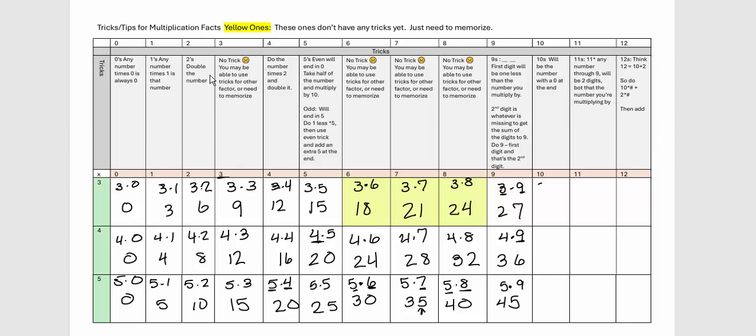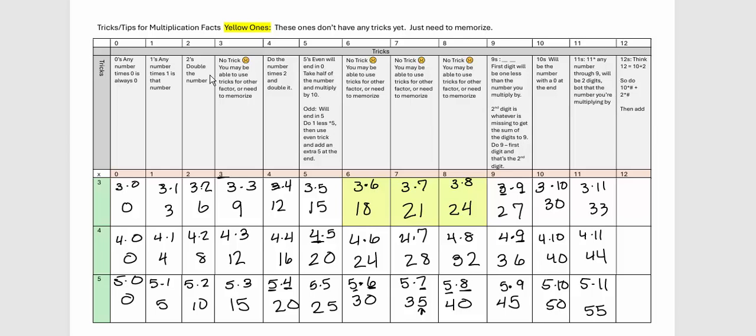Tens are, we got these really easy. 3 times 10 is 30. 4 times 10 is 40. 5 times 10 is 50. 11s, 3 times 11 is 33. 4 times 11 is 44. And 5 times 11 is 55.